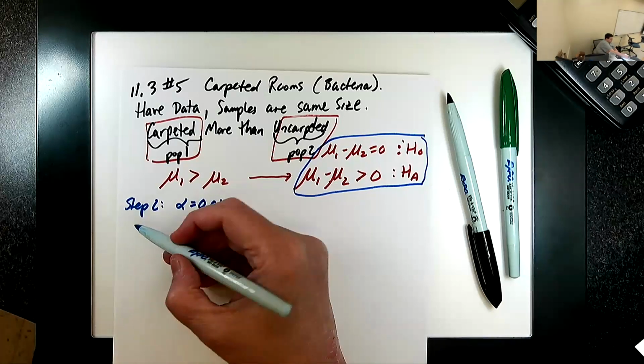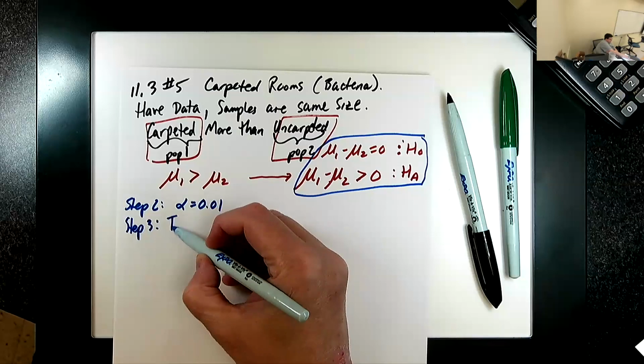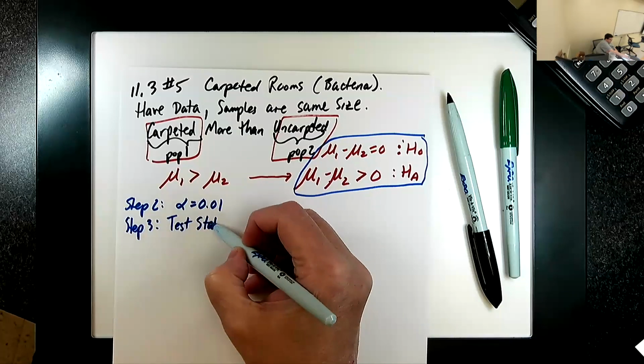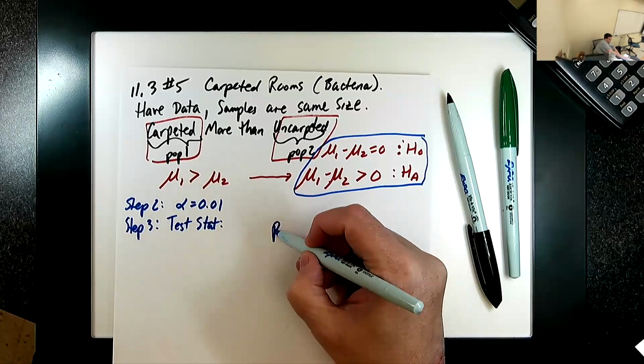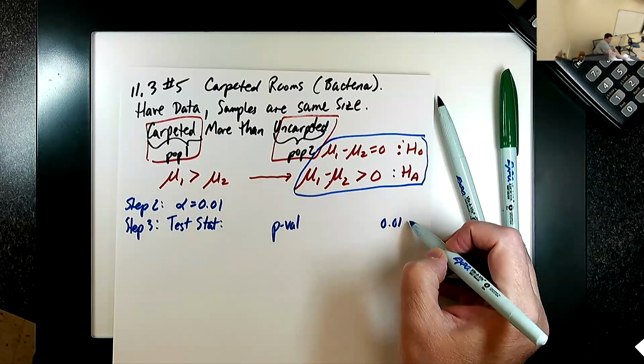Now we've got to finish our test. Step 3, we need the test stat and our p-value. And we're going to compare that to 0.01, which equals alpha.